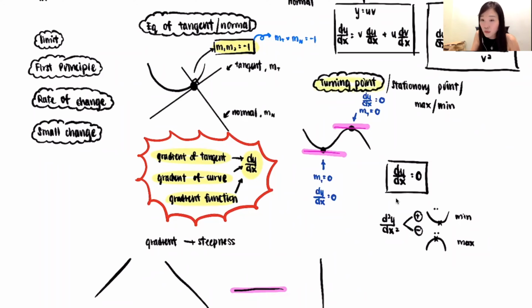If you see the words turning point, stationary point, maximum point, minimum point, remember dy dx equals 0. Then if you want to know whether they are maximum or minimum, you use d2y dx squared to see whether it is positive or negative. Yep, this is everything you need to know.